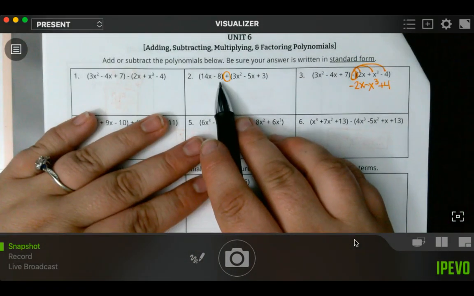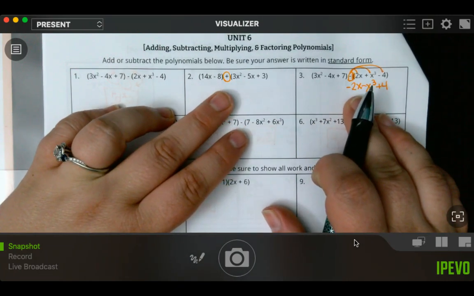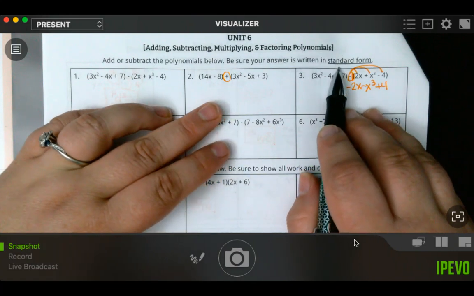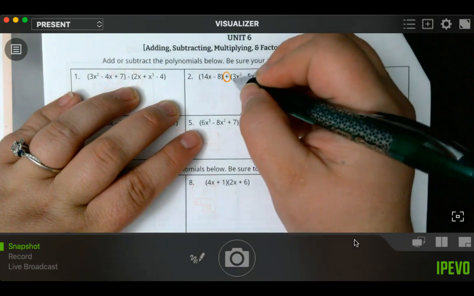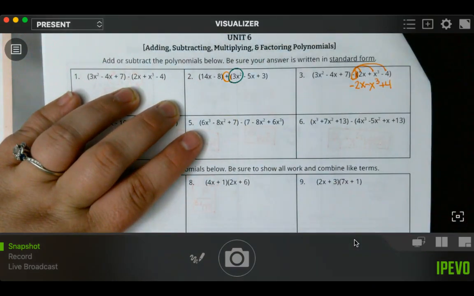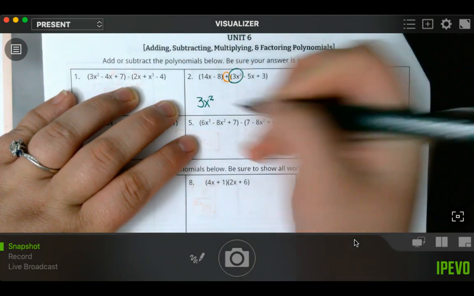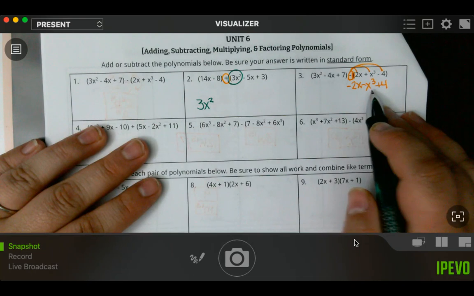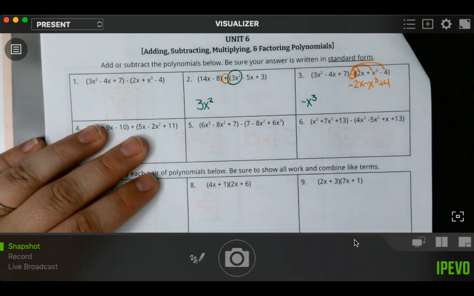So now what I'm going to do on both of these is I'm going to combine like terms. When it says standard form, that means your highest exponent has to go first. So start by looking for your highest exponent. For this one, that's 3x squared. There's no other x squared, so that stays as 3x squared. For this one, that's the x cubed. There's no other x cubes, so the -x cubed stays there.